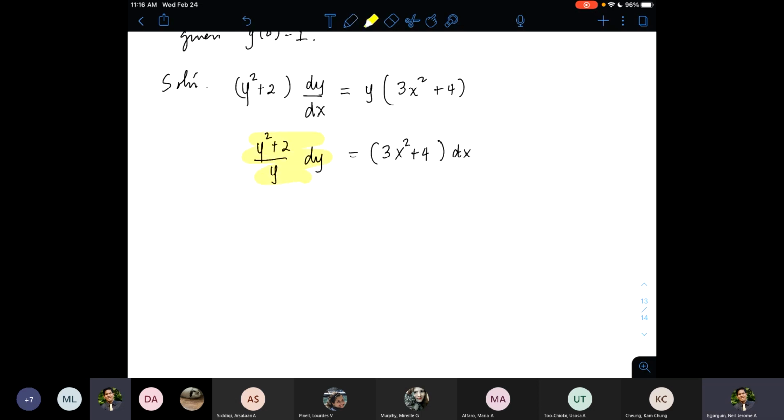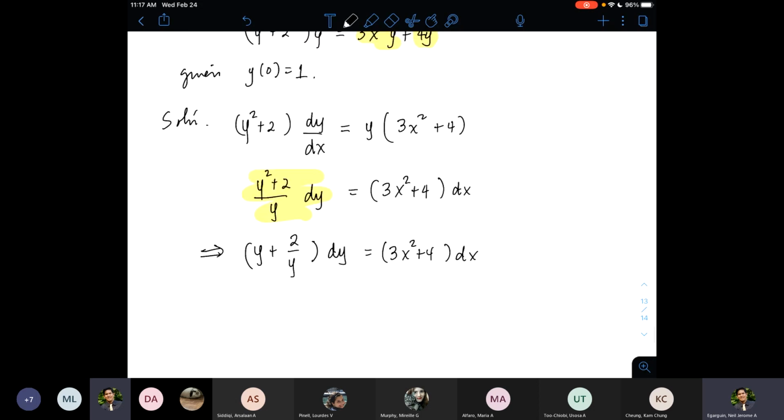But here, if you integrate this, you cannot do u substitution, I guess. But since the denominator is just a monomial, you can carry out the division. So you can write the left-hand side as y plus 2 over y times dy. Just carry out the division first. So y squared over y plus 2 over y equals 3x squared plus 4 dx. And then now you can integrate both sides. After integration, you will find your expression for y, or a relation involving the variable y, and then use the initial condition in order to get the particular solution.